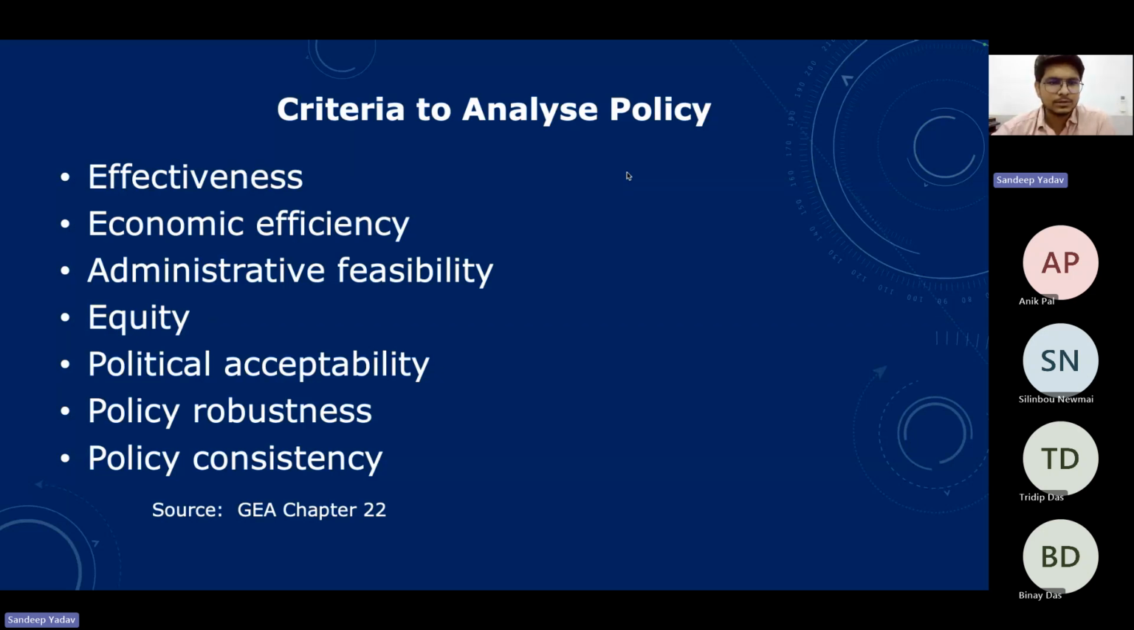Criteria for the analysis of policy. These are the major important things in how to analyze a policy. Policy analysis can be done from the effectiveness, its economic efficiency, and administrative feasibility, meaning how much administration is required for that, and is it feasible or not. Then equity, political and social acceptability, policy robustness, and the policy consistency. So these are the criteria to analyze a policy.